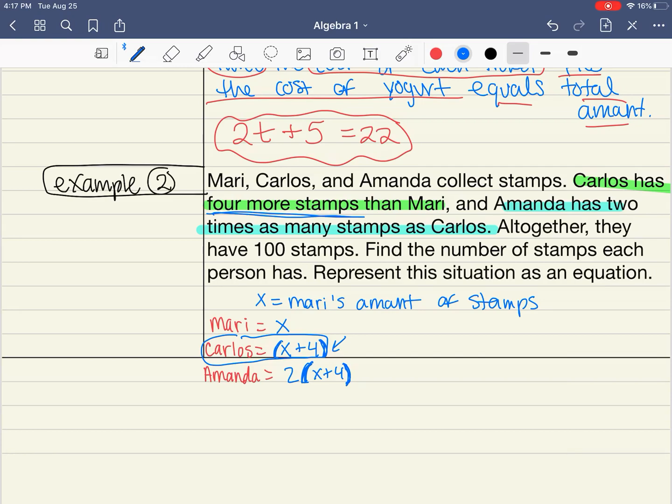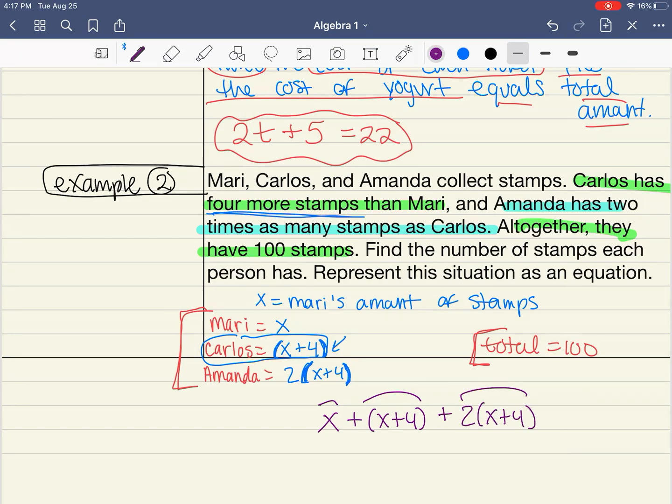So then it says, altogether, they have 100 stamps. So now we have a total. Something else we know, we have a total of 100. So that means all 3 of these individuals added up will equal 100. So we will have x plus 4, so that's Mari, Carlos, plus 2 times x plus 4, Amanda. So now we can set that equal to the total 100.